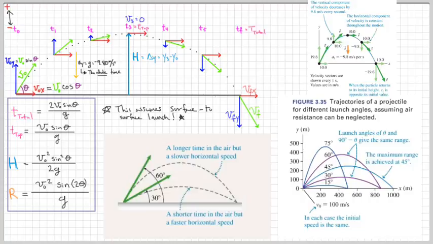Over there on the left is total air time, which is twice the initial velocity times the sine of the angle theta, the launch angle, over g. Our time to get to the top or highest point is the initial velocity times the sine of the angle over g, or just half of that first equation. Our maximum height is found by squaring the initial velocity and sine squared of that launch angle, or sine of the angle, evaluate that, and then square it, divided by 2g. And then our range equation for a surface-to-surface projectile launch is v naught squared times the sine of twice the launch angle theta over g.